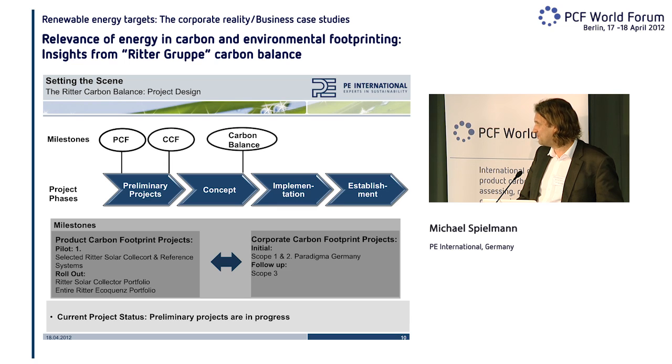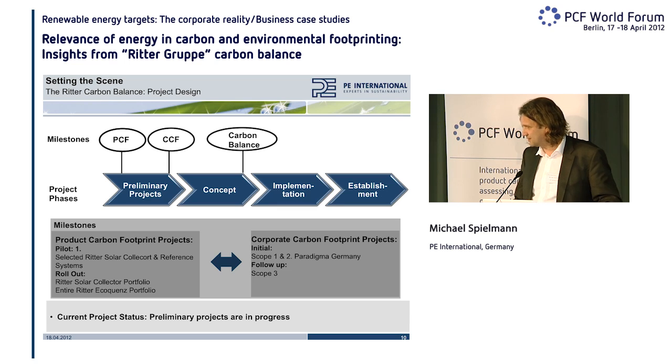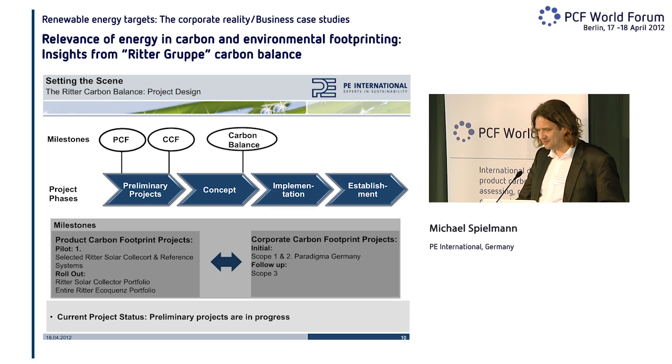The milestones of the preliminary project are basically doing a product carbon footprinting, first doing a pilot on one selected Ritter solar collector and a reference system. This is basically the content of the talk today. After that, and we're just in the process of doing that, doing a rollout on the entire solar collector portfolio, and then also taking into account other Ritter EcoQuence products. This is another concept I can't explain today, but I'm happy to talk about it later if you need further information. We're also currently doing a corporate carbon footprinting.